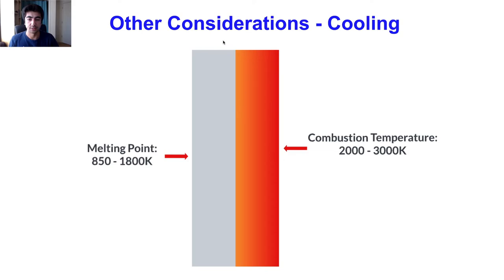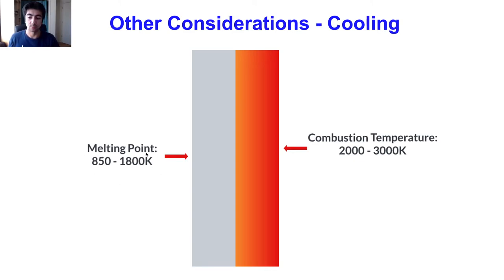So to put this into context, think of this as a section of the metal chamber with the actual combustion happening on the other side. Here we have the chamber in direct contact with our hot combustion. Typically metals have melting points between 850 and 1800 Kelvin. 850 would be for aluminum. Aluminum has a very low melting point, but it's a light metal, so it's very good for systems that are going to fly.